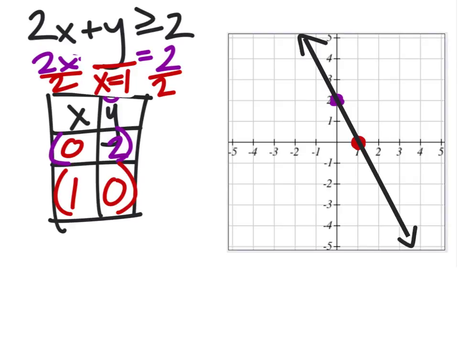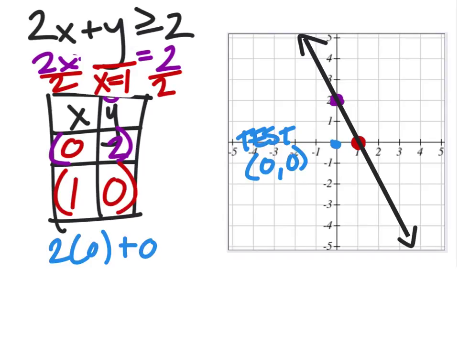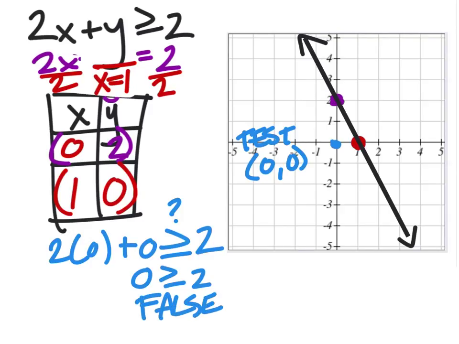This is a solid line like we talked about. Let's go ahead and test the origin. It's got to be a point not on the line, by the way. So we have 2 times 0 plus 0. Is this greater than or equal to 2? Well, 0 greater than or equal to 2? That's false. Since this is false, we'll have to shade in the other side.